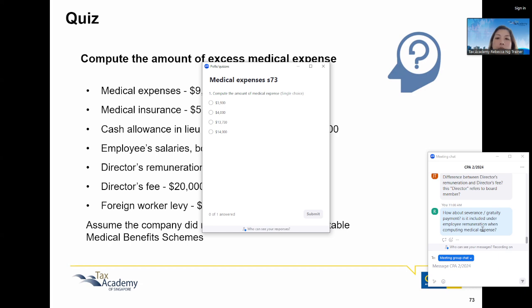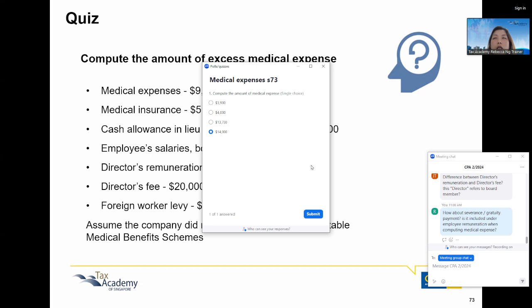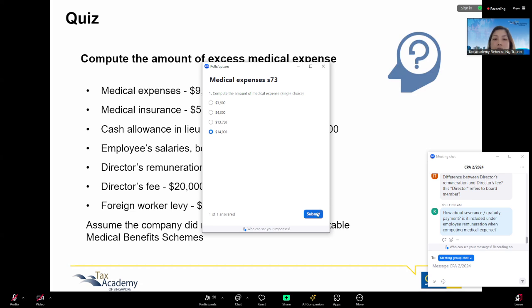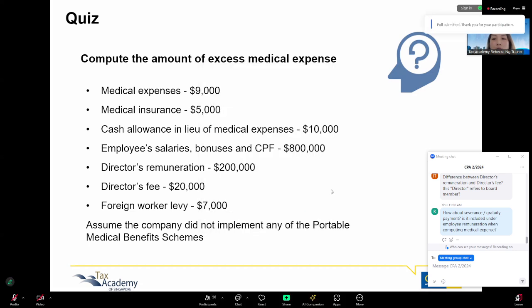First of all, determine what are medical expenses and what is employee remuneration, then apply the correct percentage, either 1 or 2%. Then deduct the allowable medical expenses from the medical expenses to find the excess medical expenses that is not allowable for deduction.